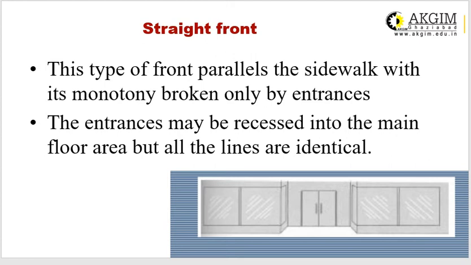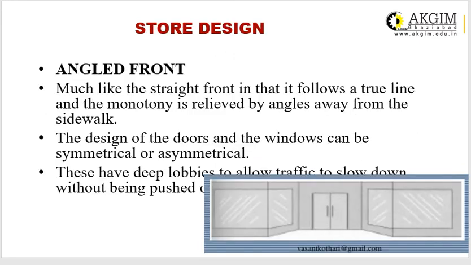The entrance may be recessed into the main floor area, but all the lines are identical. So you can see that it can be symmetrical. You can see that I have the angled front, much like the straight front. In this, it follows a true line and the monotony is relieved by angles away from the sidewalk. The design of the doors and the windows can be symmetrical or asymmetrical. These have deep lobbies to allow the traffic to slow down without pushing each other.